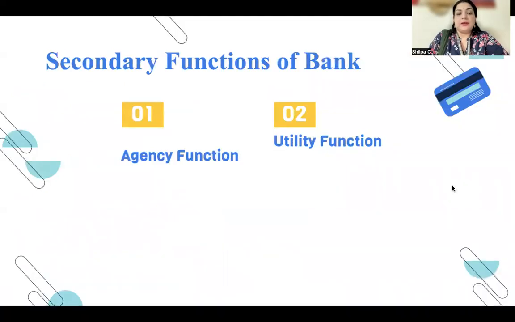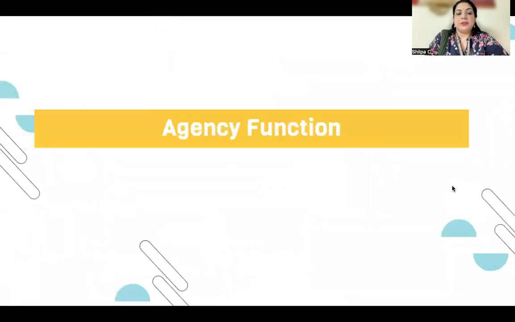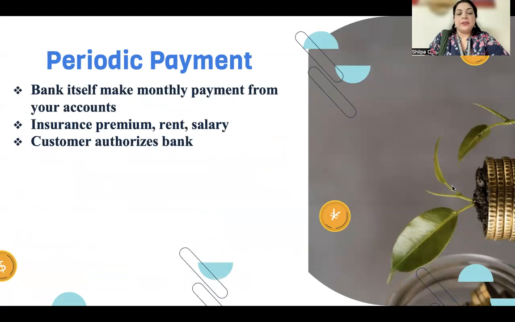Moving on to the secondary functions of a bank, we have agency functions and utility functions. Now, what kind of agency function is provided by the banker? The bank itself makes the monthly payments for your accounts. What kinds of payments can be made by the banker? We have insurance premium, rent, salary, any kind of fees, and the customer authorizes the bank.